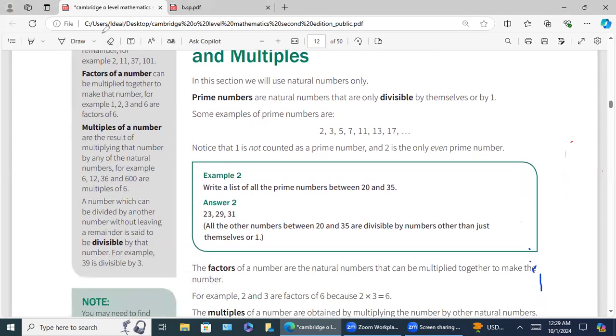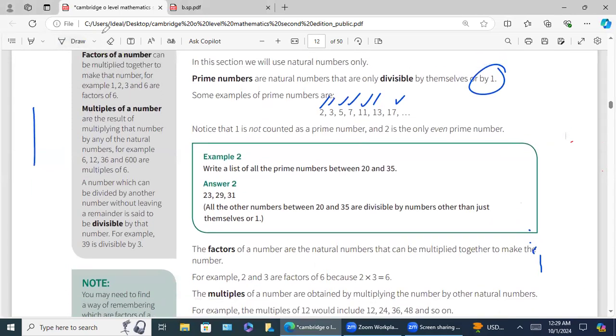Here are some examples. What are prime numbers? 2, 3, 5, 7, 11, 13, and 17. These numbers are all divisible by themselves and only 1. That's why we call these numbers prime numbers. Okay, I hope that you got it. Notice that 1 is not counted as a prime number and 2 is the only even prime number. These are two notable points.